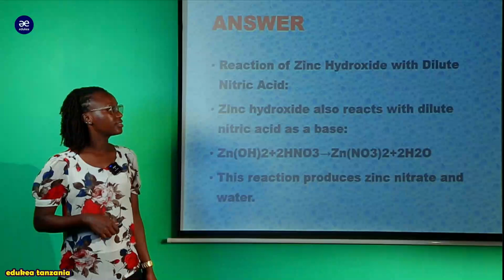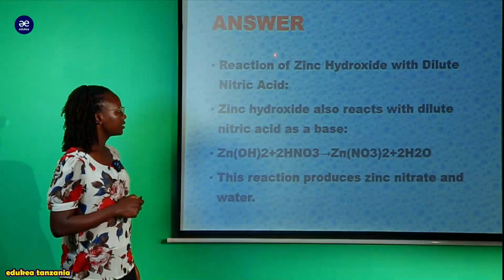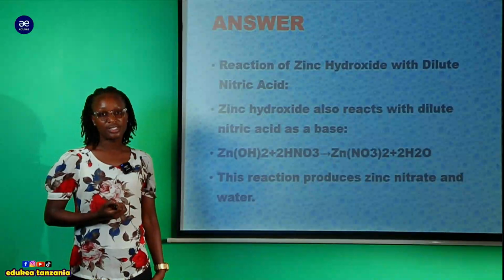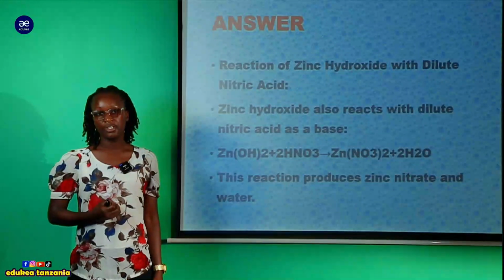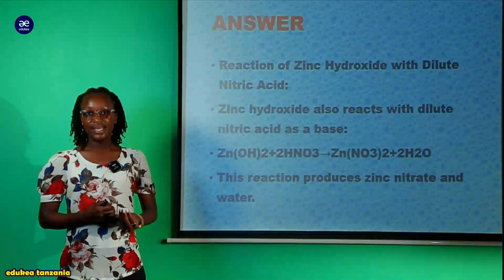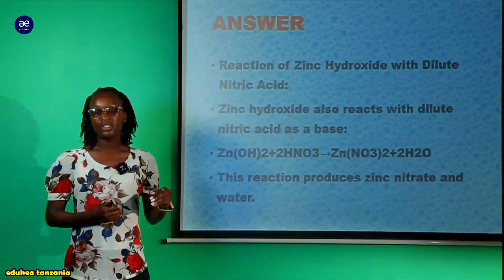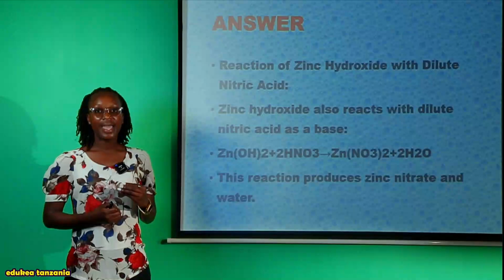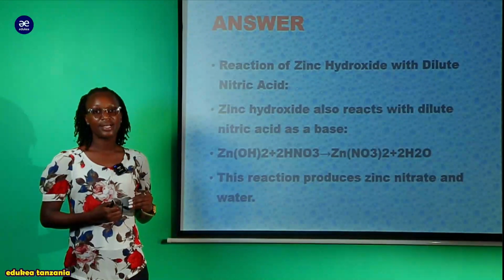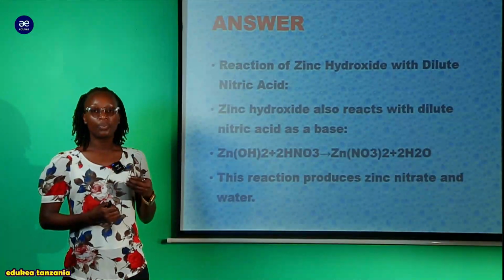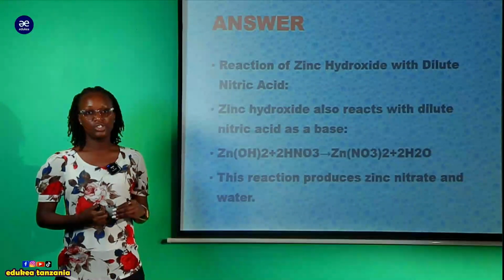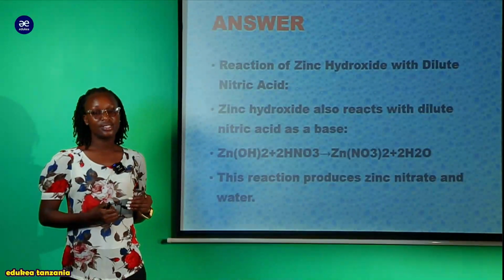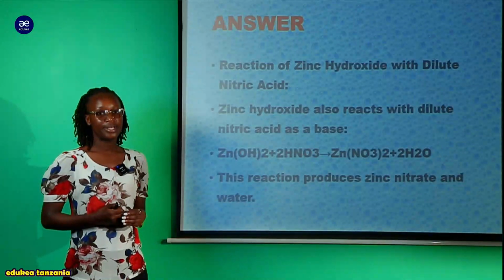Zinc hydroxide with dilute nitric acid. So here zinc na yenyewe tunatoka to demonstrate au to illustrate the nature of the amphoteric. Kwamba je, zinc hydroxide tumesema ana play part of the amphoteric, ana act as a acid at the same time ana act as a base. How? We have to prove by writing the equation considering the given guideline, which is nitric acid as well as excess sodium hydroxide.